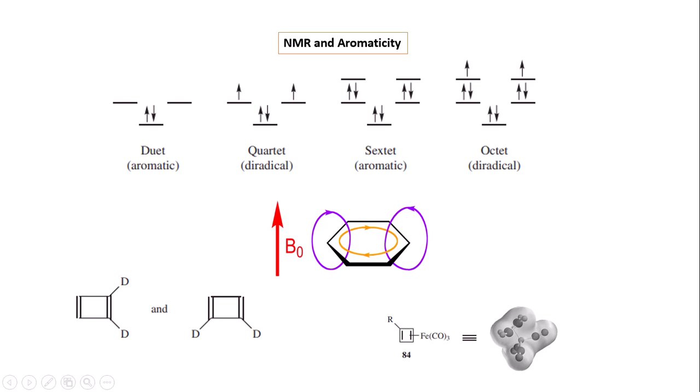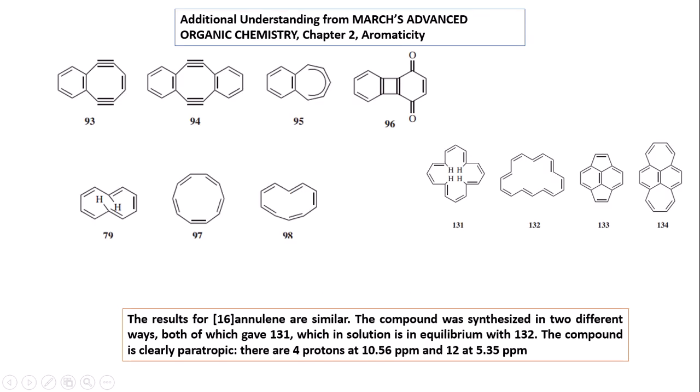Hence, from this observation, it can be concluded that in the antiaromatic compounds, the inner protons resonate at higher values, that is the 4 protons resonate at 10.56 ppm, whereas the outer protons resonate at 5.35 ppm. This is very interesting. This is contrary to the aromatic compounds, where, if we look at the [14]annulene, the inner protons fall in the highly shielded regions.